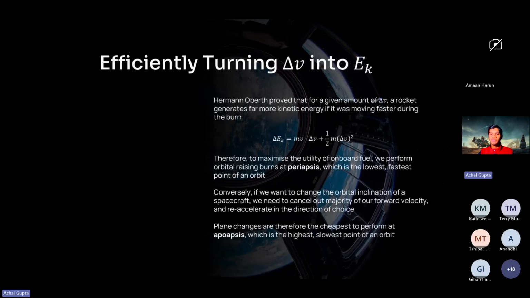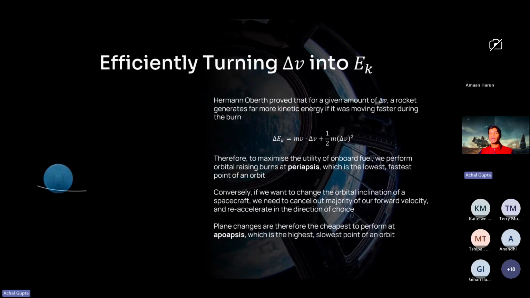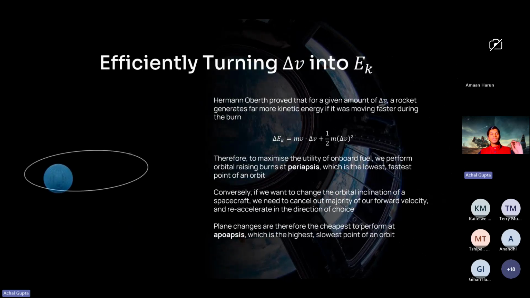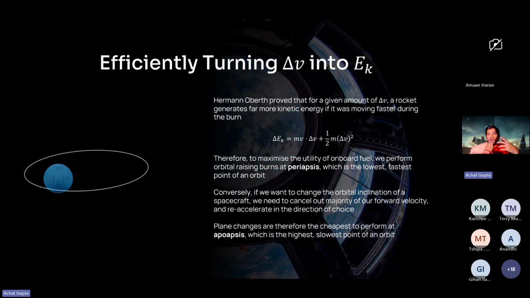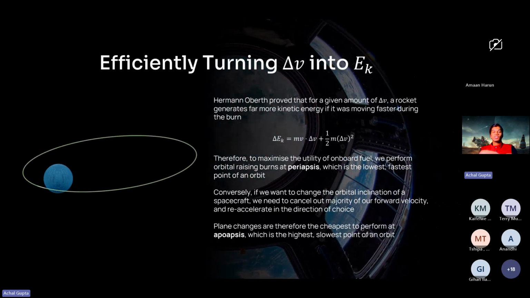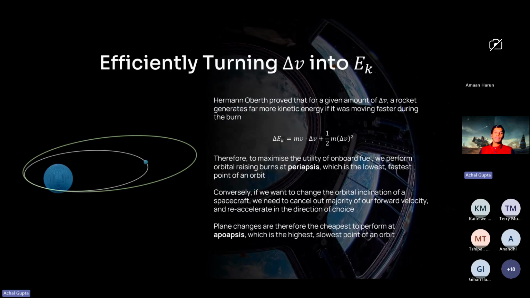Okay, now that we have a fully fueled spaceship in low Earth orbit, how do we get to the moon? We need to learn how to extract the most kinetic energy for the given amount of delta V we have. So we use what's called the Oberth effect.